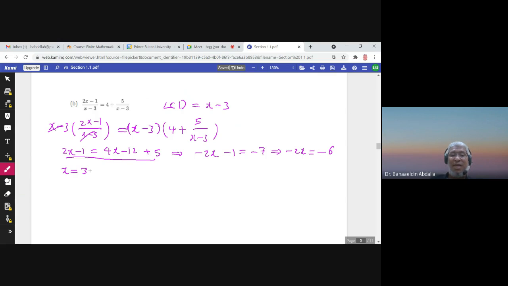But is 3 a solution of the original equation? And the answer is no, because it makes the denominator in the original equation 0. So what is the solution set of the original equation? It is phi, or the empty set, because x cannot be 3 in the original equation. The solution of this equation is 3, but we don't need that. I need the solution of the original equation because this was the question. So the solution set is phi.